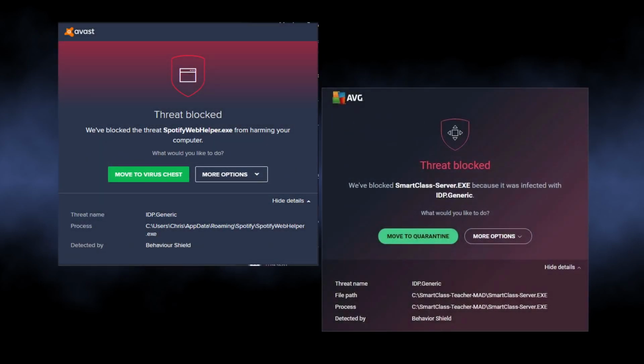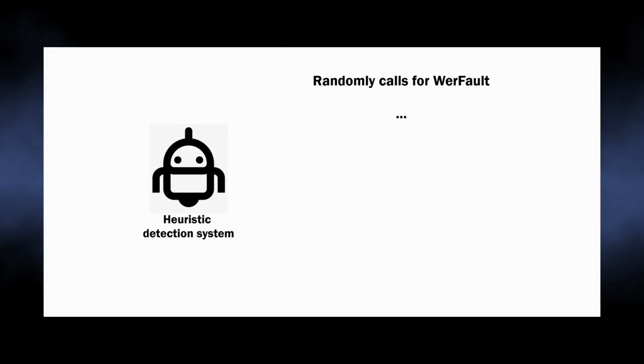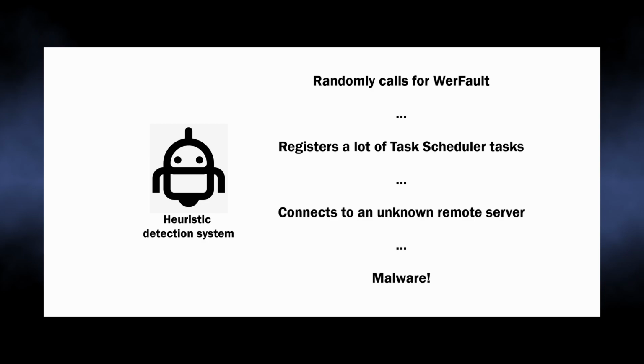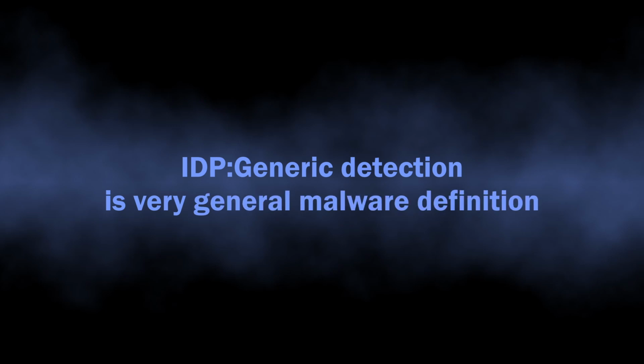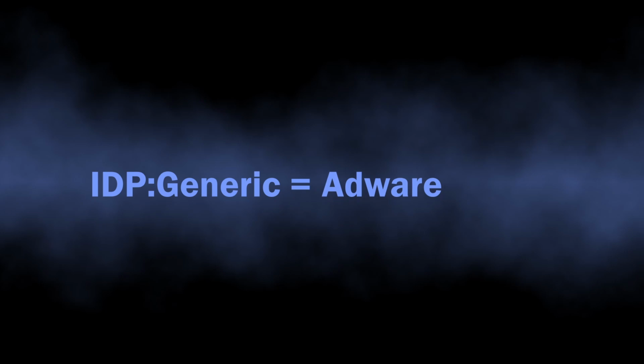IDP generic is a detection name of heuristic detection engine used in Avast and AVG antivirus programs. Heuristic systems rely on detecting malware by its behavior, so this detection means that something fishy is active in the system. At the same time, it is not clear what exactly is wrong, as this generic detection name can mean literally anything, from adware or unwanted programs that are mostly just annoying, to spyware, backdoors, and even ransomware.